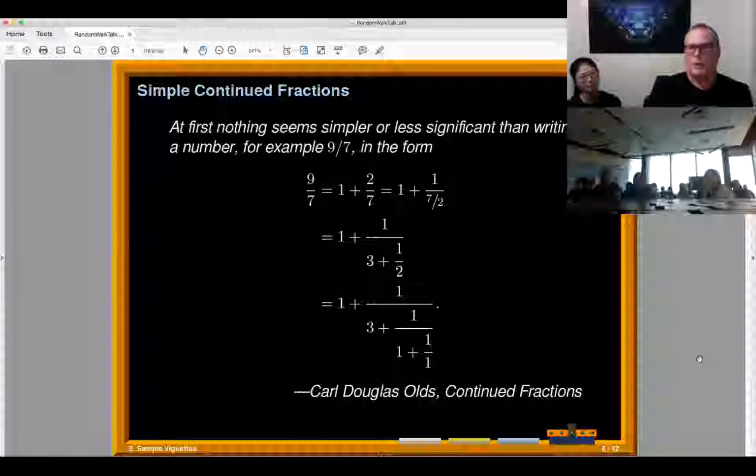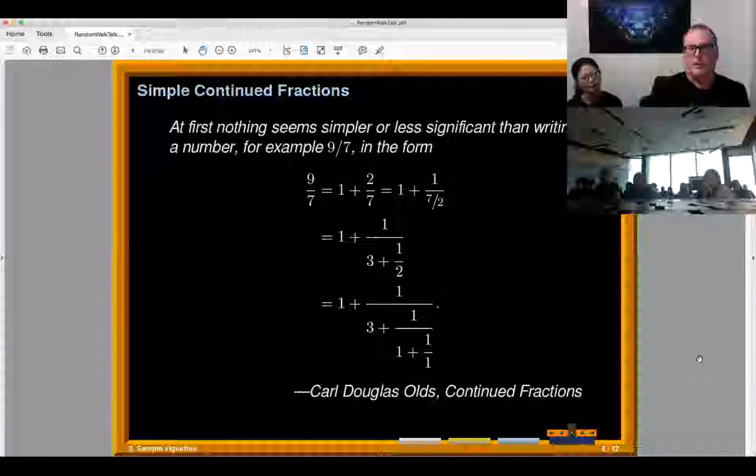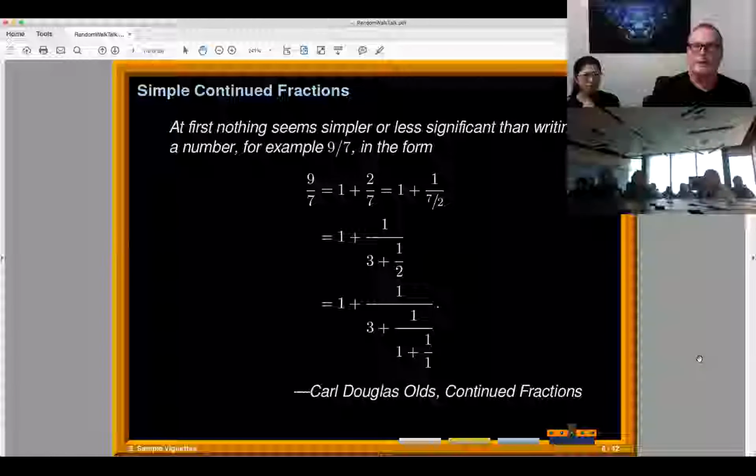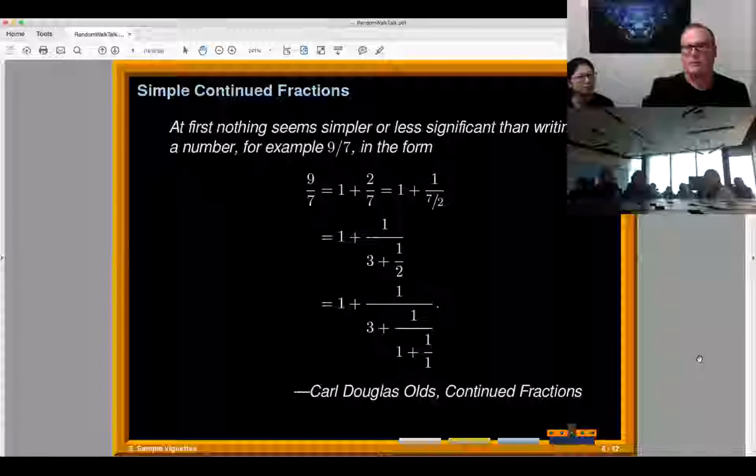So I'll begin with a quote from Carl Olds's book, Continued Fractions. Olds won the Chauvenet Prize for his paper, A Simple Continued Fraction of e, and I really recommend reading that paper to anybody who hasn't read that. So this is the way his book, Continued Fractions, opens. He says, at first, nothing seems simpler or less significant than writing a number, for example, 9/7 in the form 9/7 equals 1 plus 2 over 7, etc. And we demonstrate the algorithm for constructing the continued fraction of a rational number in this way.